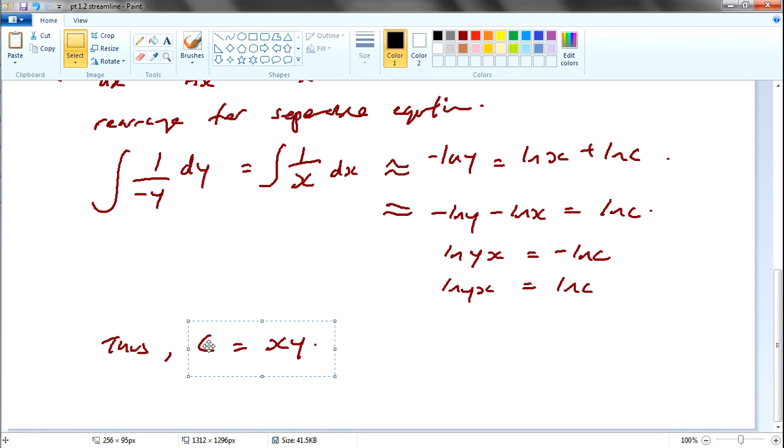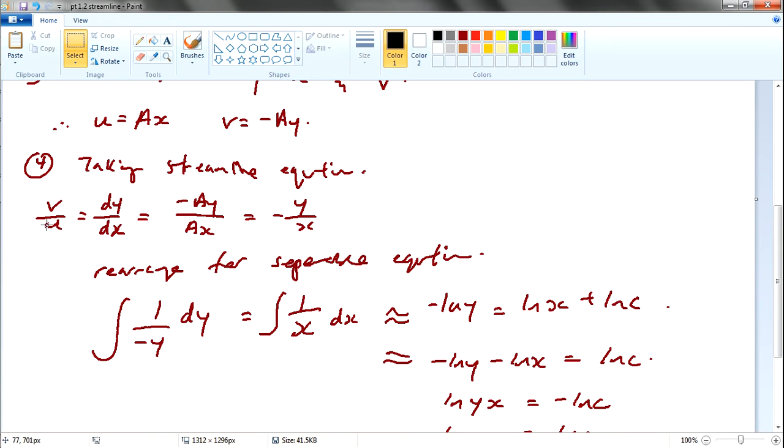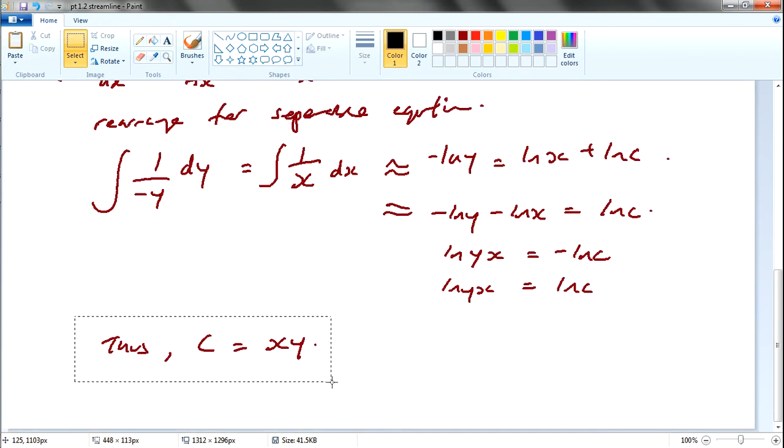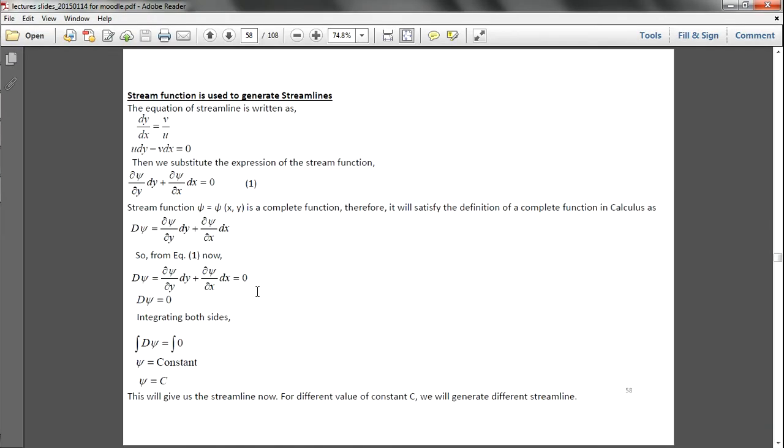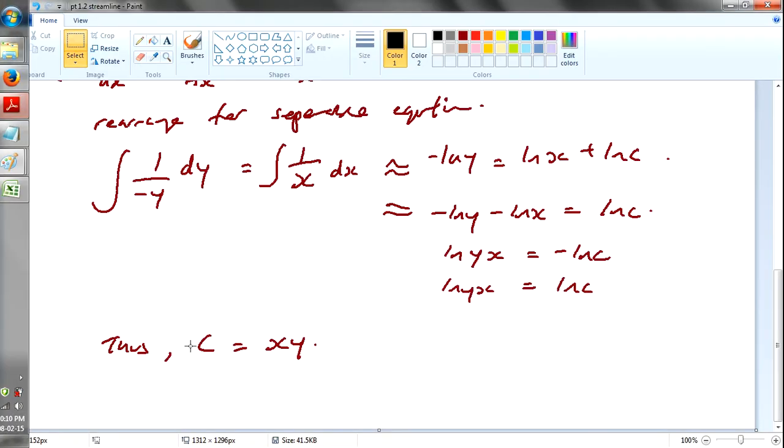So what is c actually? c is a streamline. If you remember, we took v divided by u, which is the equation to calculate the streamline, and eventually we have this constant c equals to xy. So what is this constant? This constant is the same as the constant I derived earlier, saying that xi is equal to z. We're taking that integrating d xi is equal to integrating 0. If you integrate 0, you have some constant. So this constant is in terms of my xy.